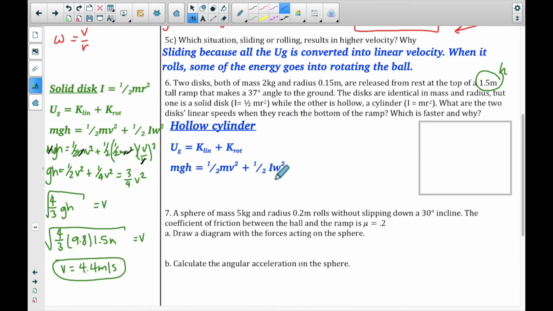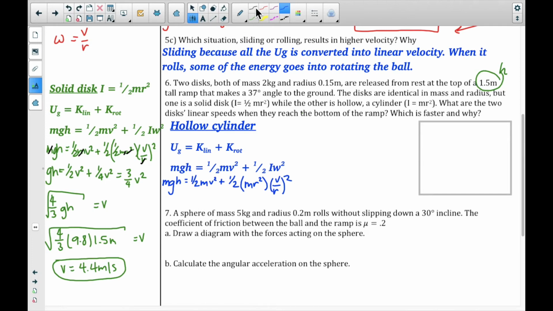I'm going to plug in the I for this equation into that I. And for the omega, I'm going to plug in my v over r. So I have my mgh is equal to 1/2 mv squared plus 1/2, and then my I in this case is just mr squared. And my omega, once again, is v over r, and I need to square that.